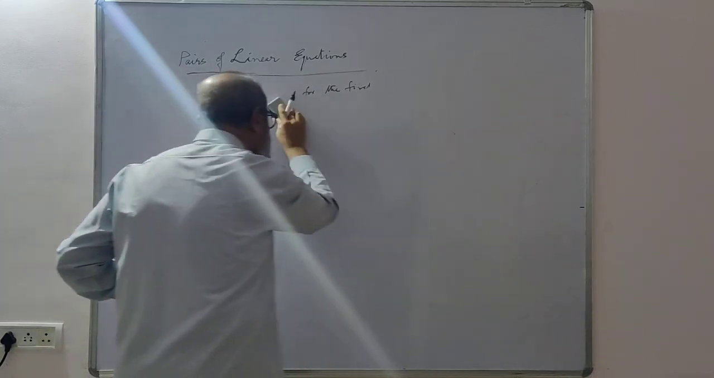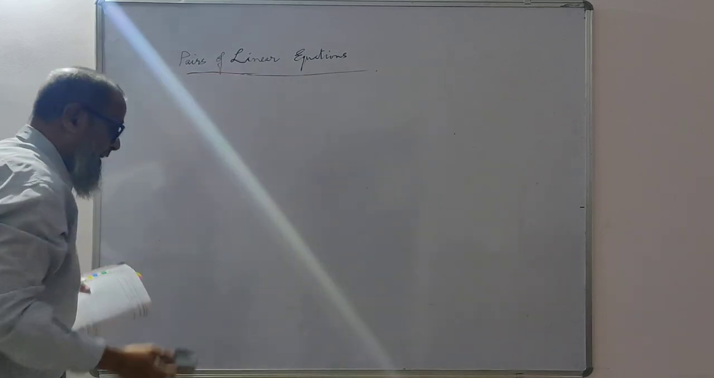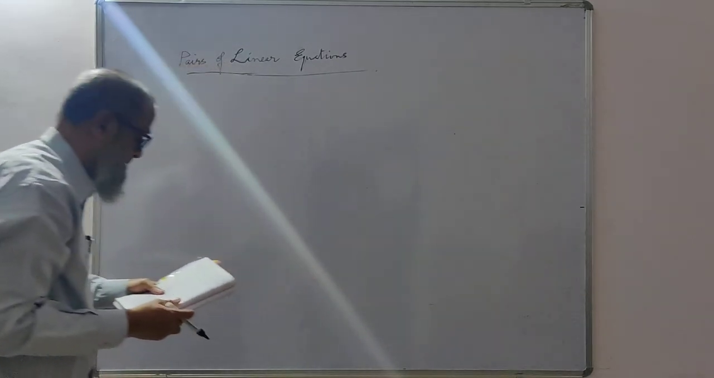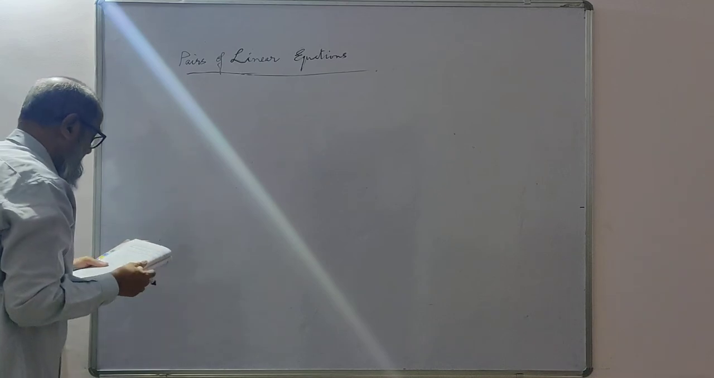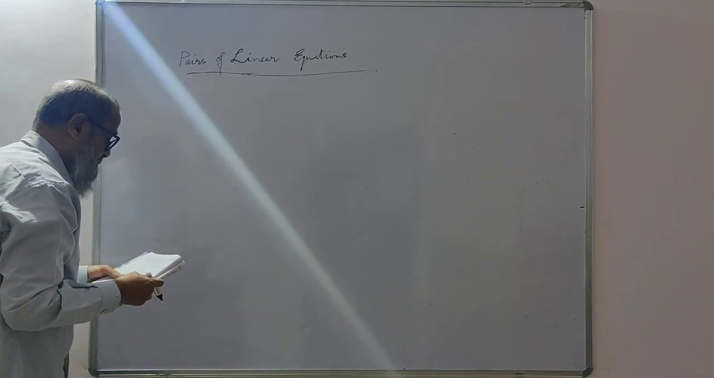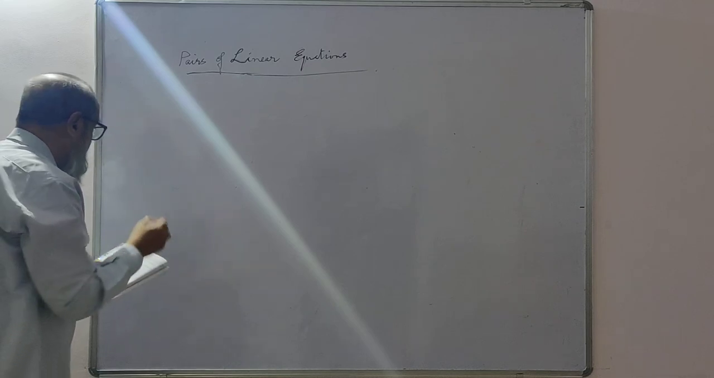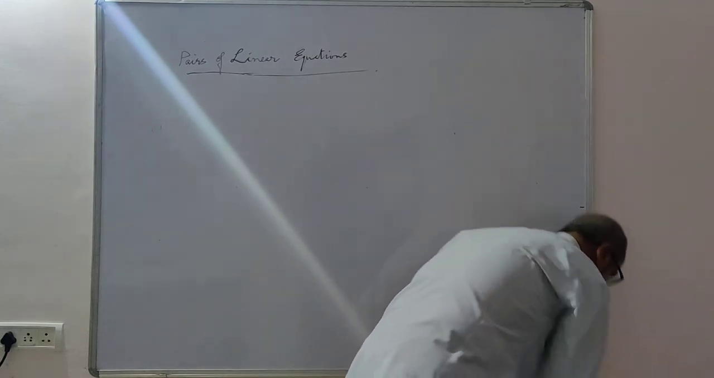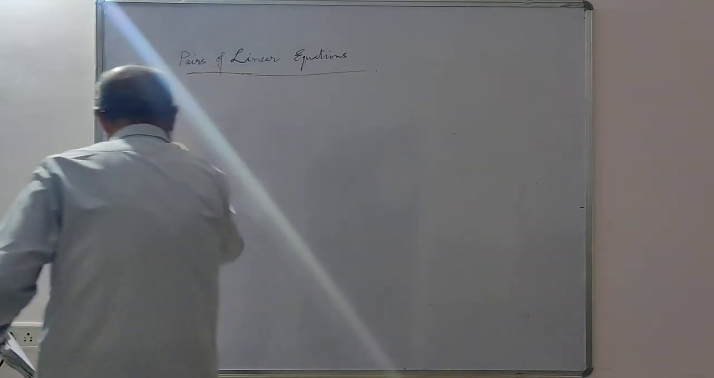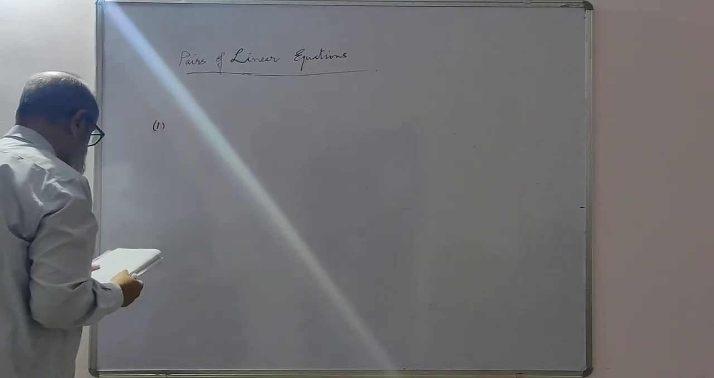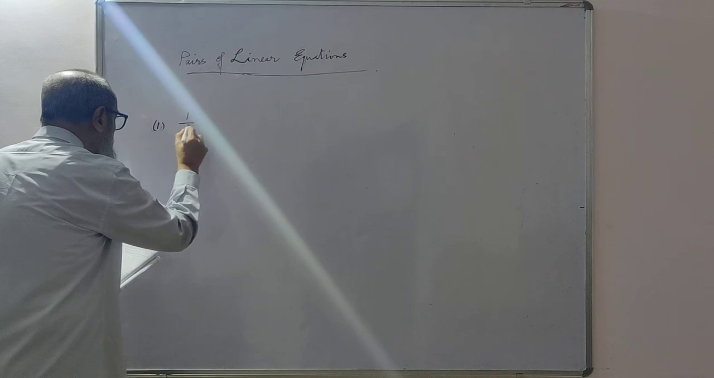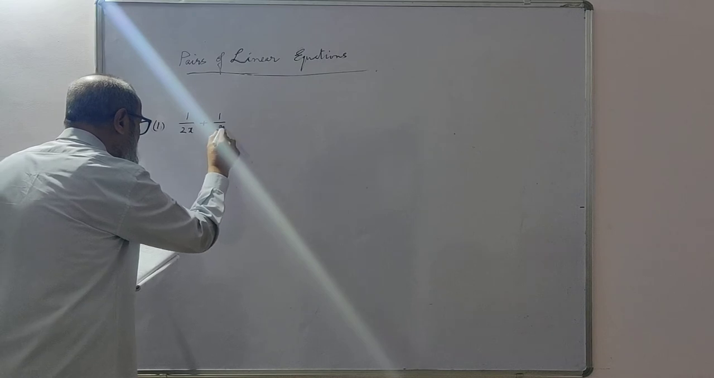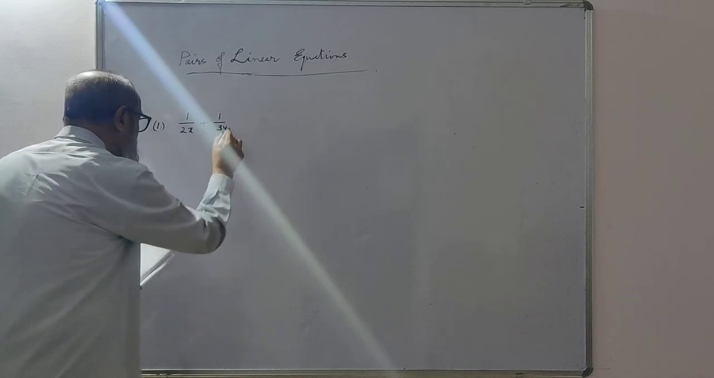Anyway, because it is there in your book, you must be in a position to solve it in case it is given. You can't say, I won't do it because you are not given it. Solve the pairs of equations given by reducing them to a pair of linear equations. Now the first problem is like this: 1 by 2x plus 1 by 3y is equal to 2.